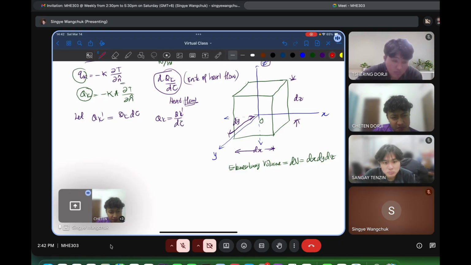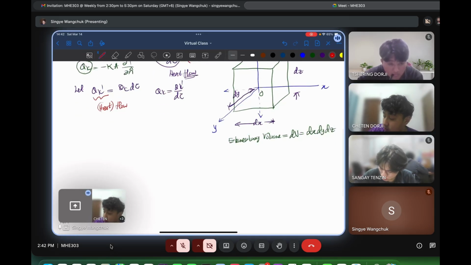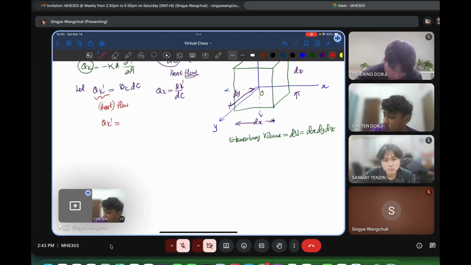Now this has become just the heat flow. So our Fourier law will now become q_k dash equals minus k A ∂T upon ∂n. Do you have any problem? No, right? So now let's take this equation as a reference.